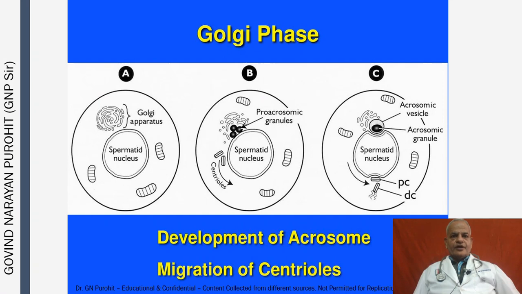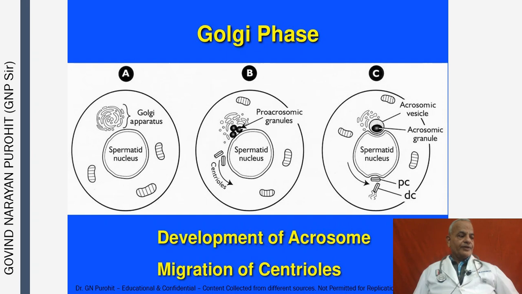Now there is the Golgi phase. During the Golgi phase, the newly formed spermatid has a well developed Golgi apparatus. You can see here the small vesicles of the Golgi fuse to form larger secretory granules called proacrosomic granules. Here are the proacrosomic granules. The vesicle fusion continues until a large acrosomic vesicle is formed that contains a dense acrosomic granule. This is the acrosomic granule.